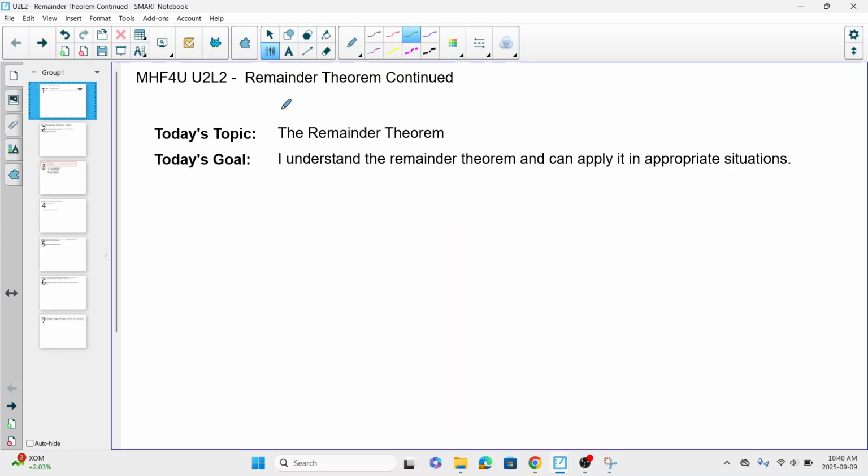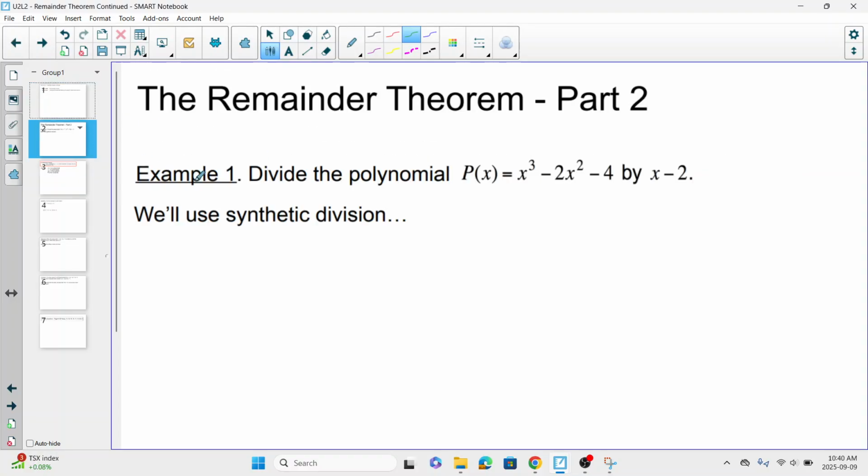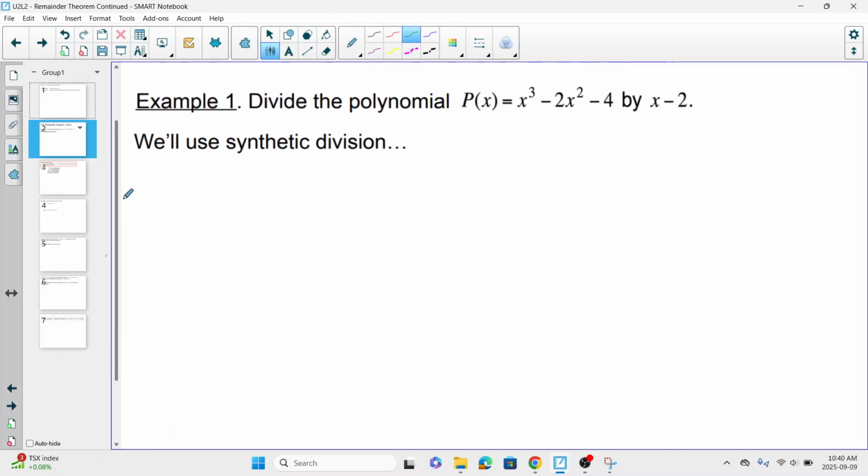Okay guys, Unit 2, Lesson 2, remainder theorem continued. So yesterday, in Lesson 1, we really focused on the long division and synthetic division of polynomials. And now we did introduce this idea of the remainder theorem, but we're going to examine that a little more closely today and look at some proofs and things like that. So by the end of the lesson, you understand what the remainder theorem is, and you can apply it in appropriate situations. So remainder theorem, part 2, right away we're going to review some of that synthetic division.